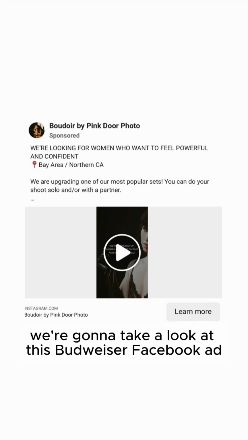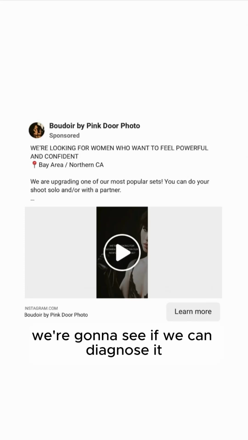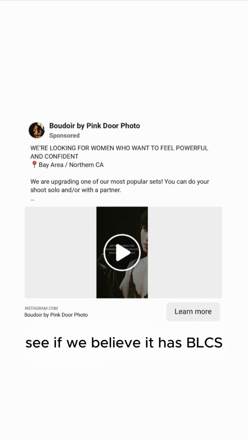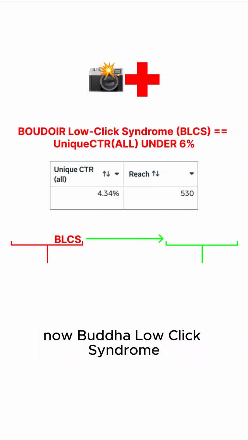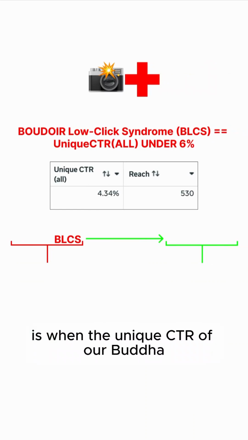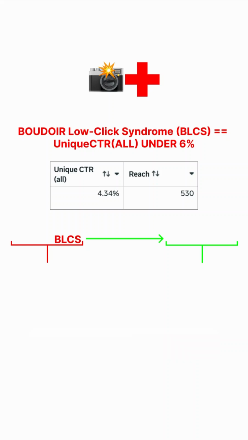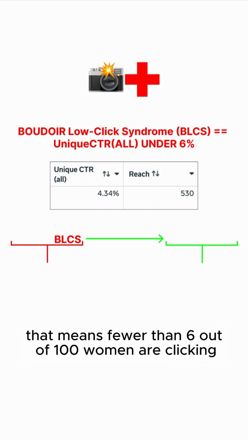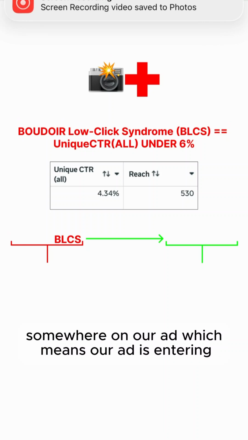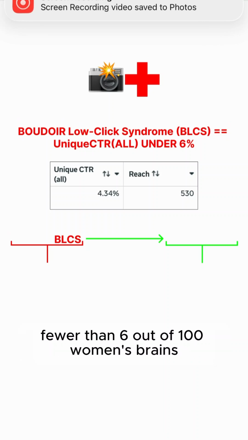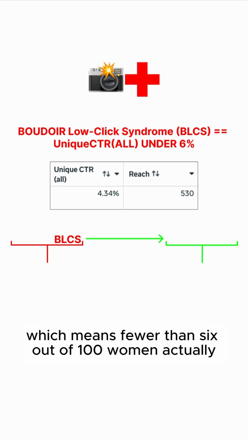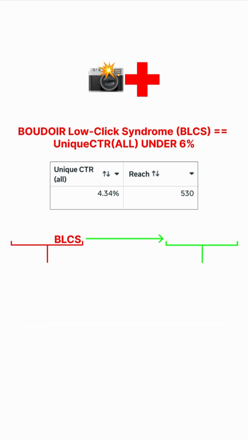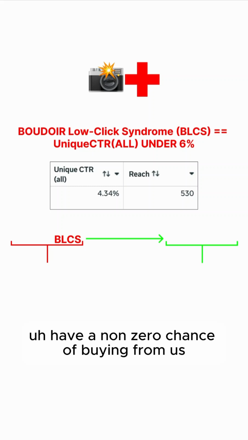All right, y'all, we're going to take a look at this Boudoir Facebook ad. We're going to diagnose it and see if we believe it has BLCS, aka Boudoir low click syndrome. Boudoir low click syndrome is when the unique CTR of our Boudoir Facebook ad is under 6%. That means fewer than 6 out of 100 women are clicking somewhere on our ad, which means our ad is entering fewer than 6 out of 100 women's brains, which means fewer than 6 out of 100 women actually have a non-zero chance of buying from us.